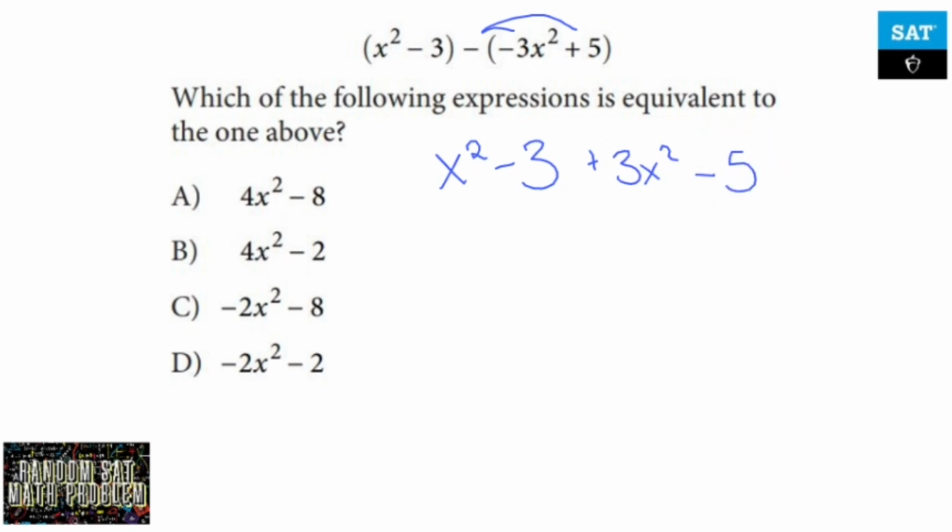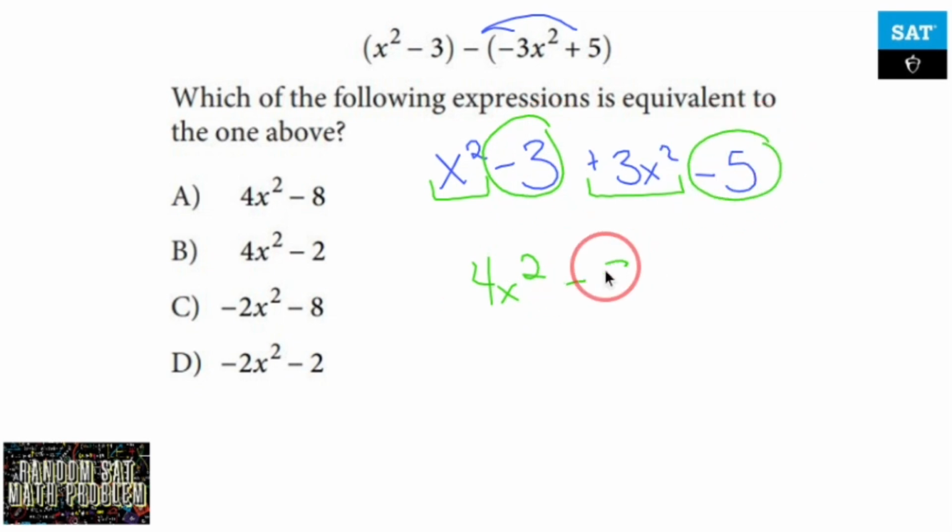Now let's combine like terms. It looks like they want it in standard form because they have the x squared first. So 1x squared plus 3x squared gives us 4x squared. And negative 3 minus 5 is negative 8. And that gives me A. Combining like terms, distributive property, all good stuff in there.